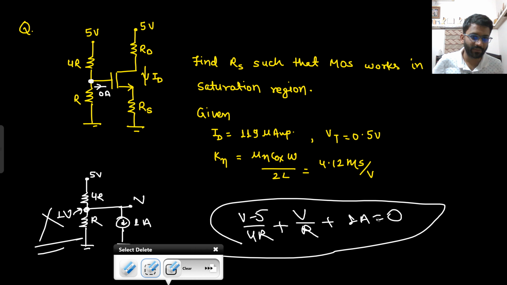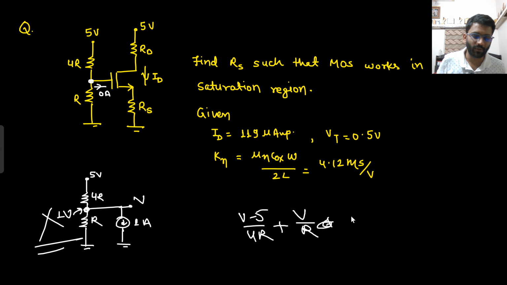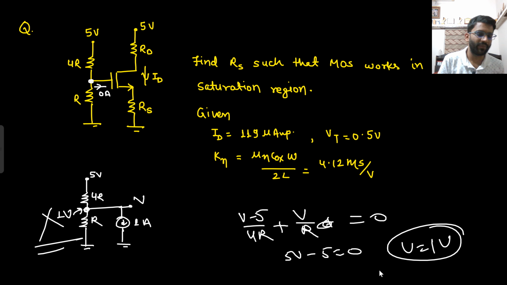But if this 1 ampere is not there, then what will be the case? This will be the case. And from here, what will be the value of V? That will be 5V minus 5 equals to 0. V will be 1 volt. Basic network analysis, very basic network analysis.